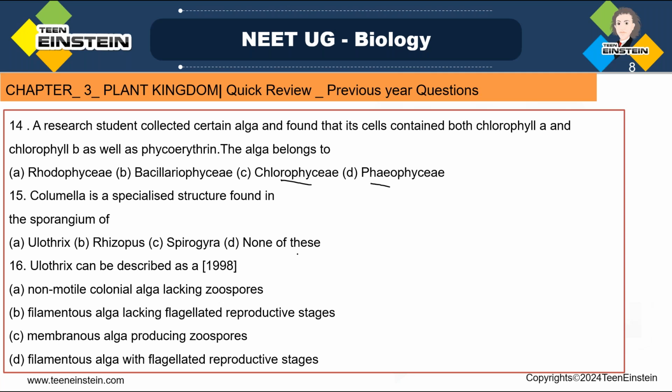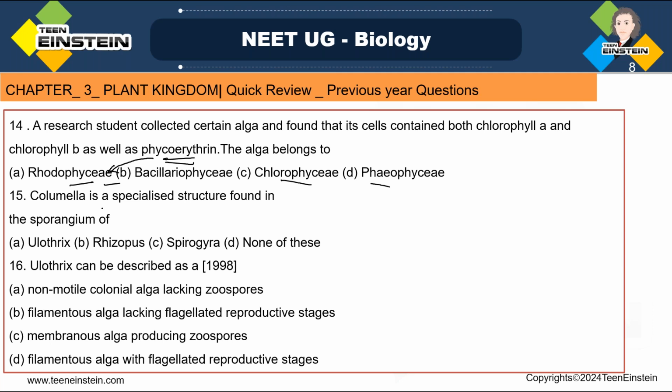Then phycoerythrin is giving red color to rhodophyceae. And chlorophyll A and B are both present in rhodophyceae, the red algae. Phycoerythrin is giving red color to rhodophyceae, so this is red algae. You need to learn these names also: green algae, brown algae, red algae.